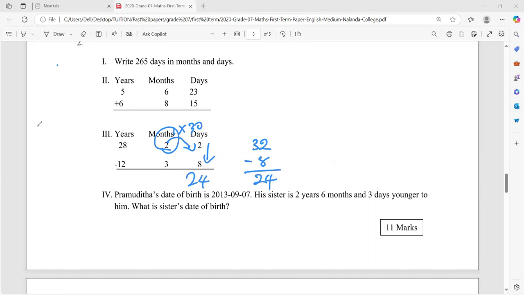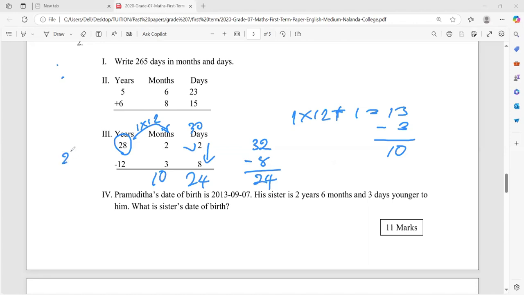And now this is 1 here. 1 minus 3, you cannot subtract 3 months from 1 month. Therefore, you have to take a year from here. That means 1 into 12. Then 12 plus 1 is equal to 13. Then you have 13 minus 3, which is equal to 10 here. Now this is 27. So 27 minus 12 is 15. The answer is 15 years, 10 months, and 24 days.